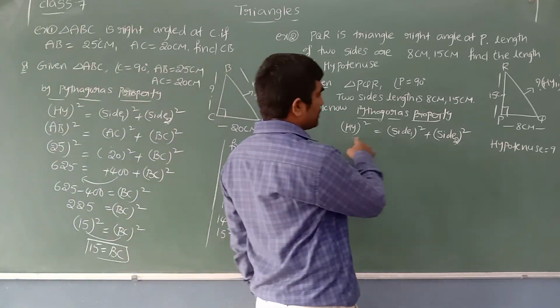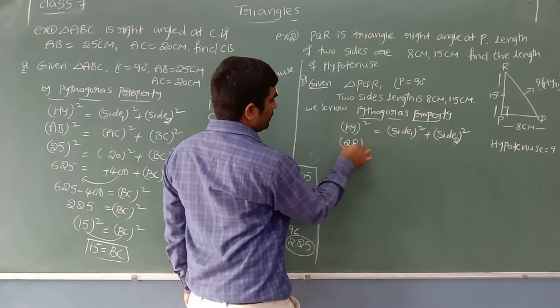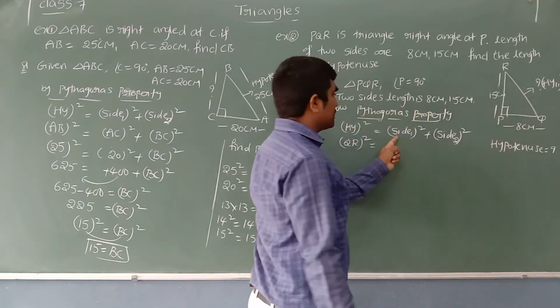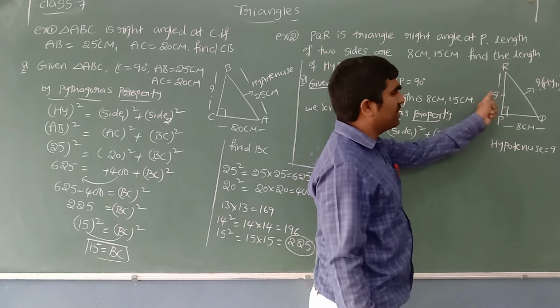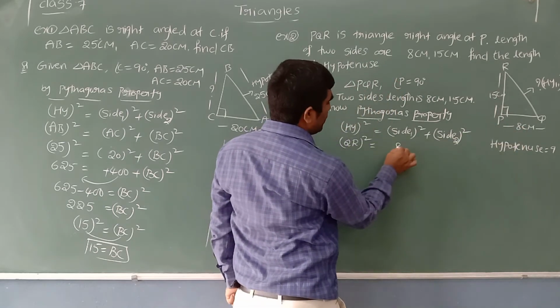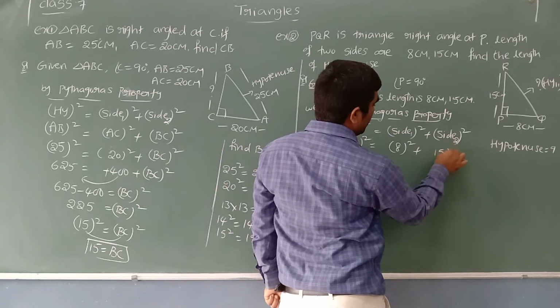So what is the hypotenuse? We don't know. We have to find the hypotenuse only. The hypotenuse is QR, the side opposite the right angle. QR whole square is equal to side one square. Sir, what is side one? Any one side you can take. So one side is 8 centimeters, let me take 8 square, plus the other side is 15 centimeters, let me take 15 square.